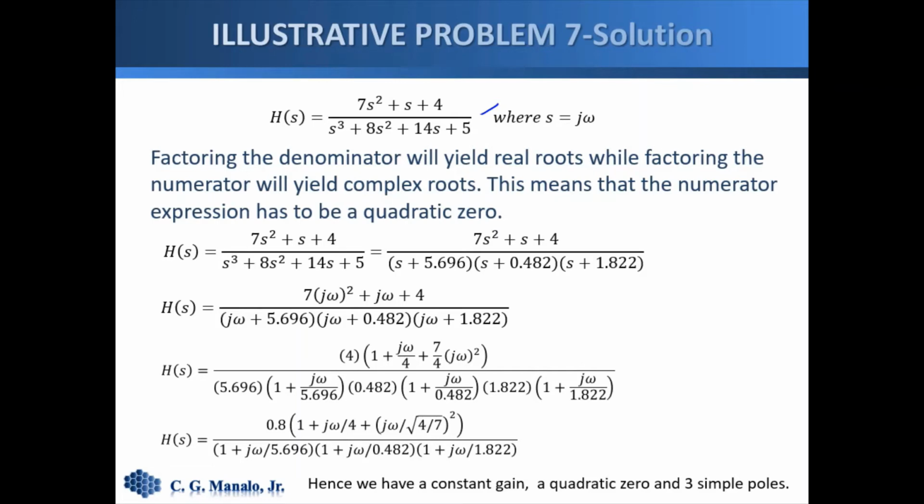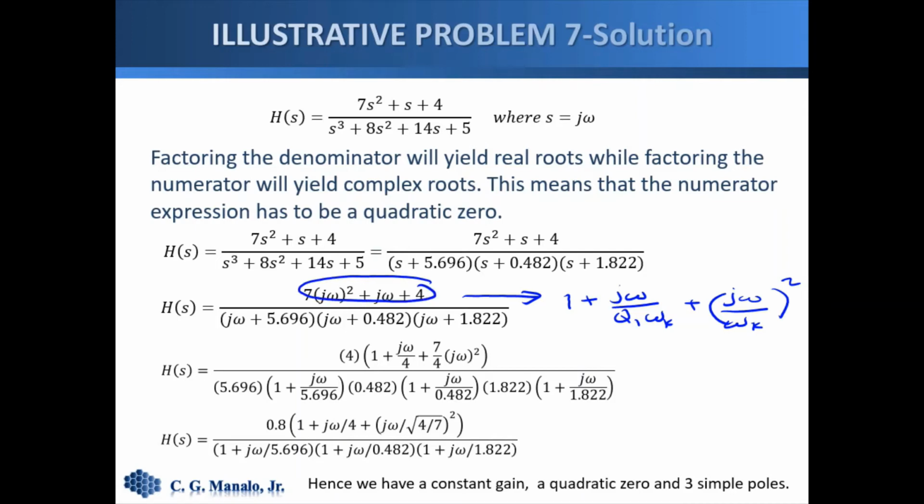So we factor the denominator first, and that should give us these roots. So they are real roots, but factoring the numerator will give us a complex root. So that means that the numerator must be a quadratic zero. So we need to convert this numerator into an expression so it looks something like this. Okay, so we need to convert this similar to this one.